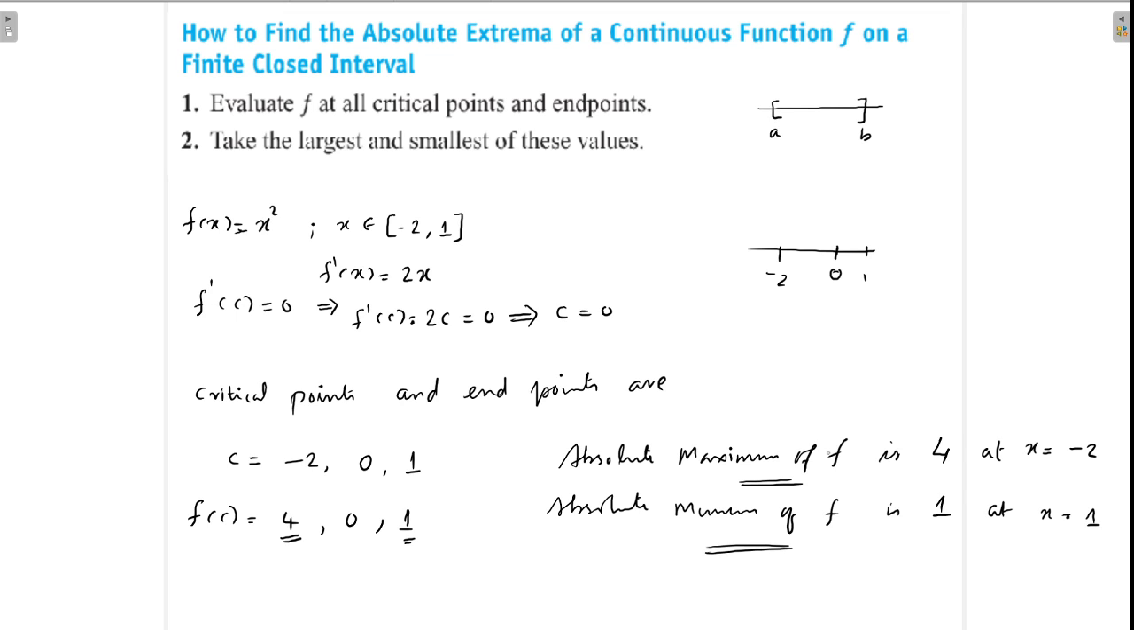f attains its maximum or minimum at one of these points or some of these points. Okay, need not be one. Absolute maxima can be attained at more than one point, but the absolute maximum value will be unique, though it can be attained at more than one point.